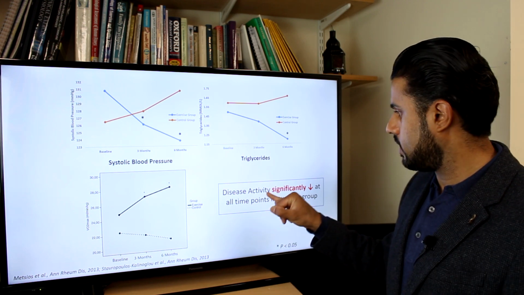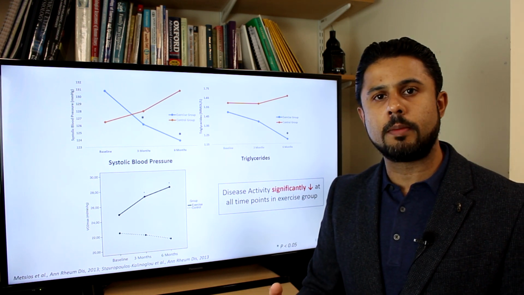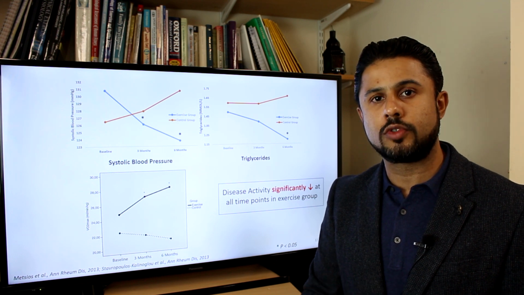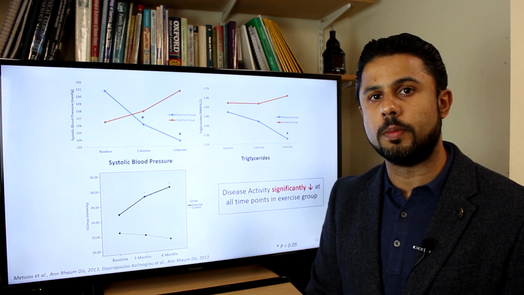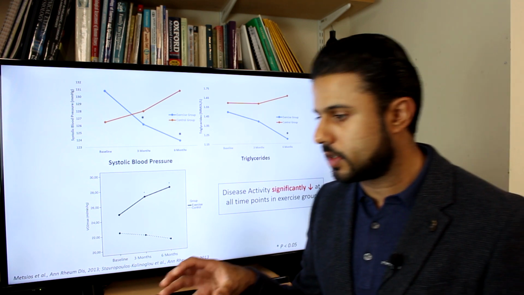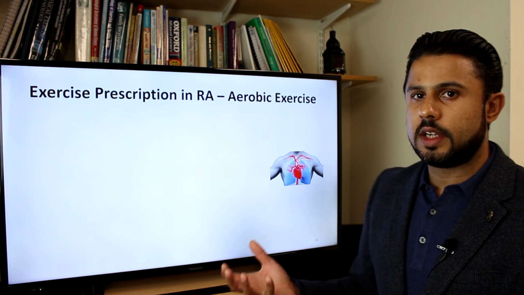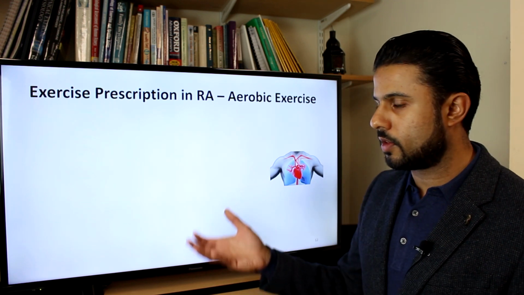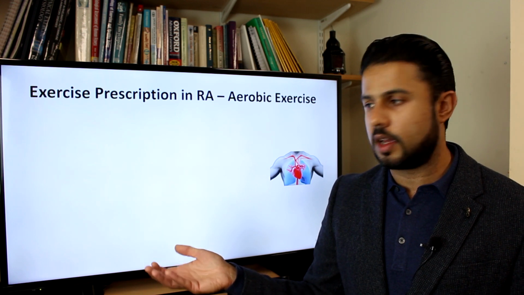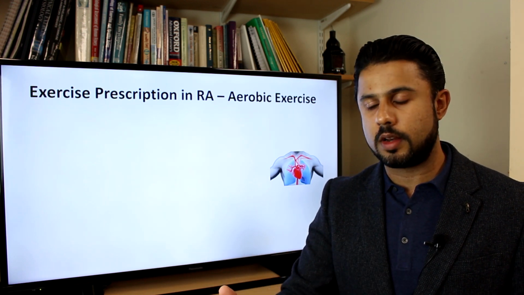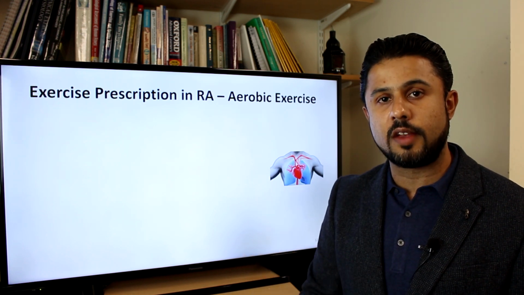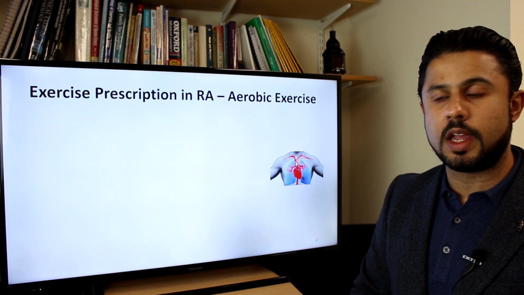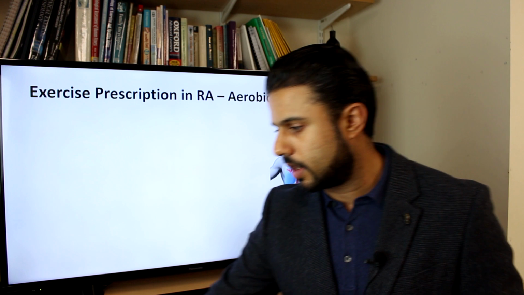Importantly for the rheumatologist, disease activity, which is a measure of how much inflammation a patient might have in their joints and their body at a given time, was significantly reduced at all time points in the exercise group. So there was definitely something going on with exercise having this positive benefit. So we know that exercise works. Since the studies that we performed back in 2013, more studies have been published, and they support the notion that exercise is safe and beneficial to patients with RA for their disease symptoms and also for lowering their cardiovascular risk.